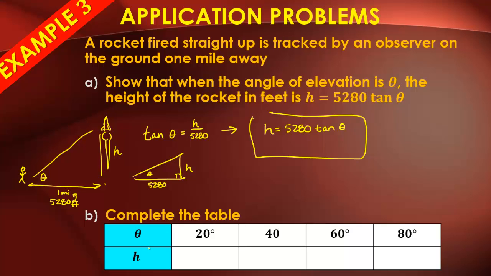Now to complete the table, all we have to do is plug in the degree measure for theta and solve. So in your calculators, you type 5280 tangent 20 degrees. You get about 1922, and then do 40, and you get about 9145, and then 60, and you get about 29,944, and finally 80 degrees would give you about 60,351. So as long as your calculator is in degree mode, this stuff is fairly easy, because once you start using the calculator, the whole thing becomes a lot easier.